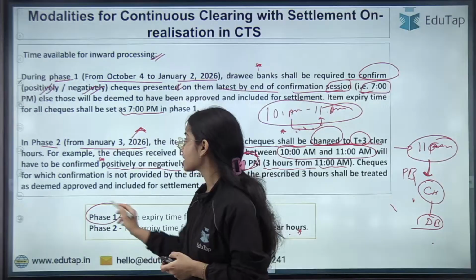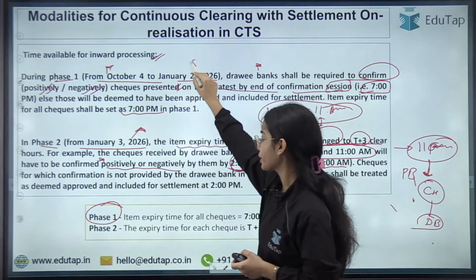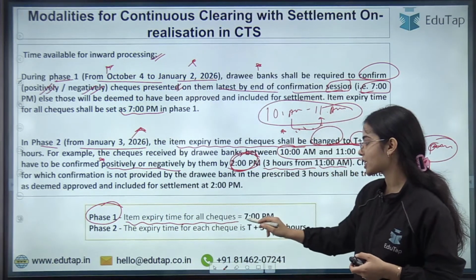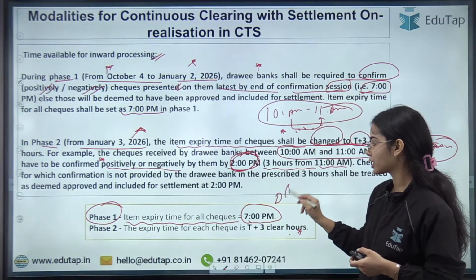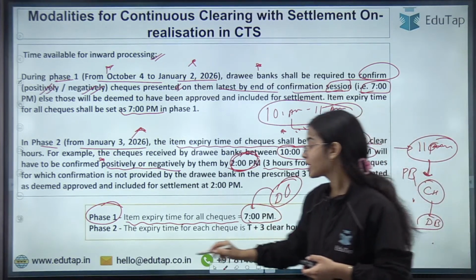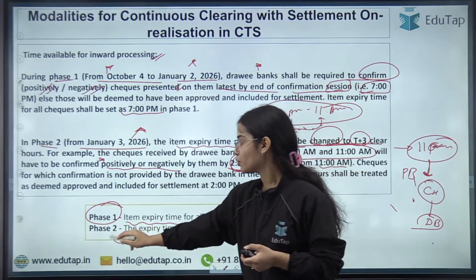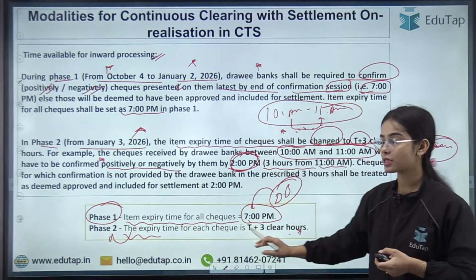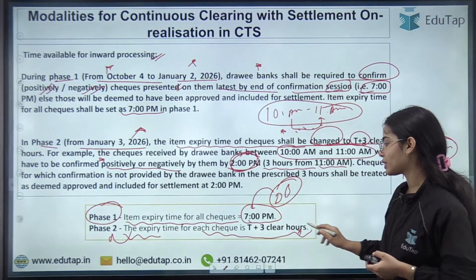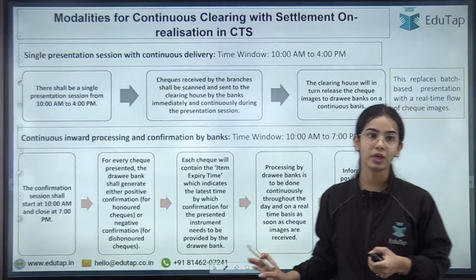So in phase 1, that is from October 4 to January 2, 2026, the item expiry time for all checks will be 7 p.m. from the drawee bank. The confirmation has to go by 7 p.m. The expiry time in phase 2, from January 3, 2026, for each check is T+3 clearing hours. This is the idea, okay?